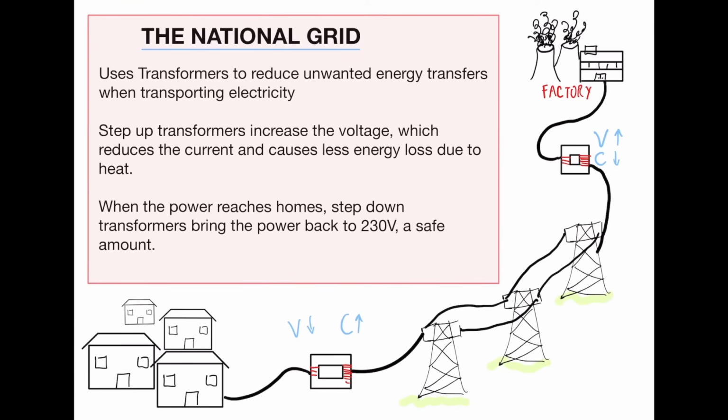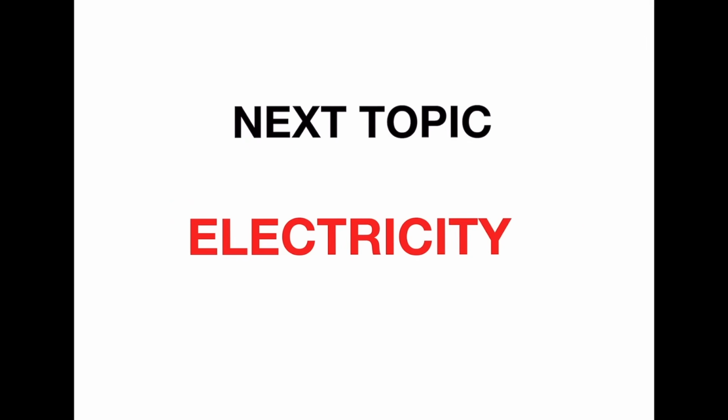It will go through the pylons, through the country, and then a step-down transformer is used, where it decreases the voltage again, and goes back to the houses where the power is at a safe amount to use within a home. And that is the end of the energy topic.